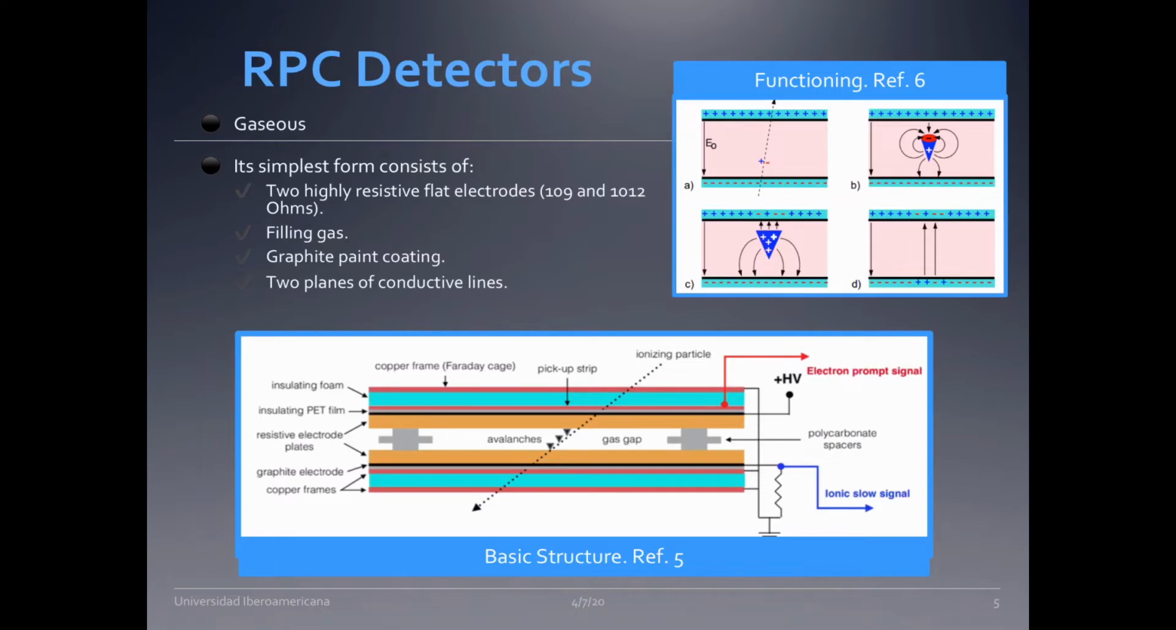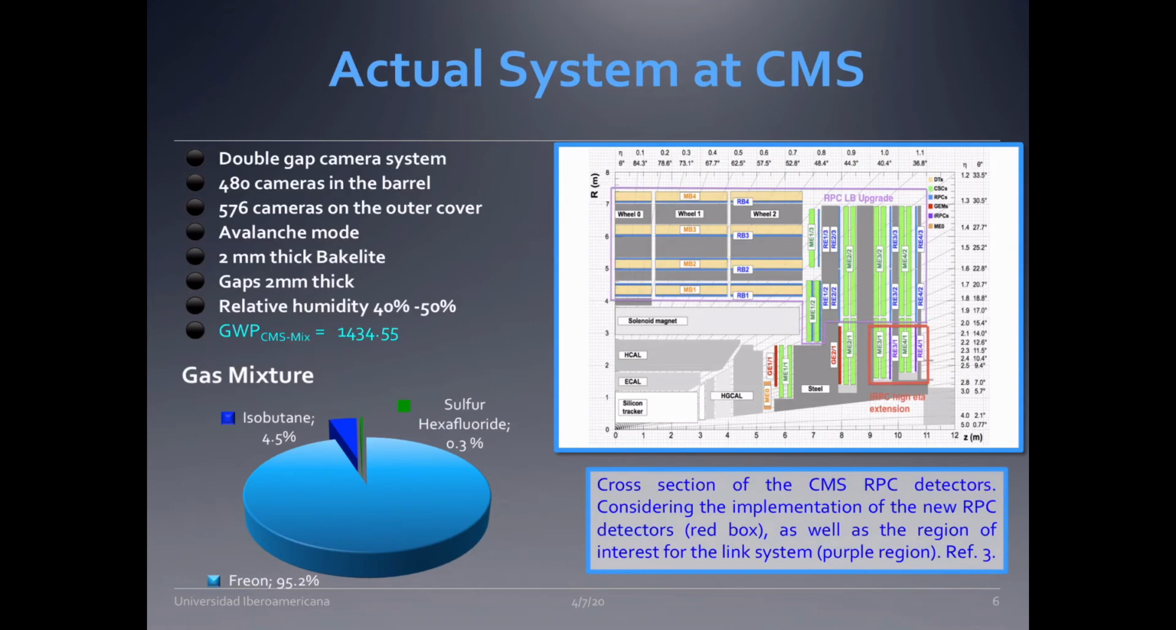RPCs are gaseous detectors. Here we can see a schematic view of an RPC. It consists of two highly resistive electrodes, filling gas, graphite paint coating, and two planes of conductive lines. The actual CMS system is composed by double gap camera system, 480 cameras in the barrel, 576 cameras on the outer cover. It works in avalanche mode, bakelite electrodes of 2 mm thick, 2 mm gaps, and a relative humidity between 40 and 50%.